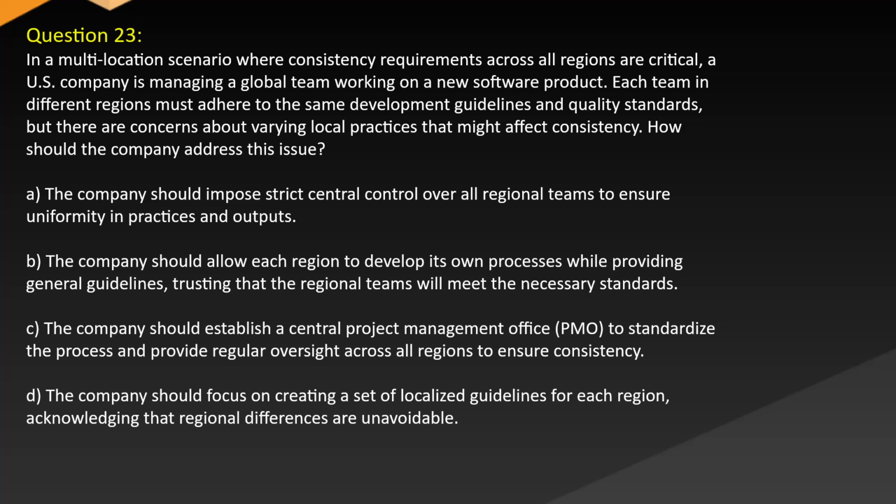A. The company should impose strict central control over all regional teams to ensure uniformity in practices and outputs. B. The company should allow each region to develop its own processes while providing general guidelines, trusting that the regional teams will meet the necessary standards. C. The company should establish a central project management office (PMO) to standardize the process and provide regular oversight across all regions. Ensure consistency. D. The company should focus on creating a set of localized guidelines for each region, acknowledging that regional differences are unavoidable.